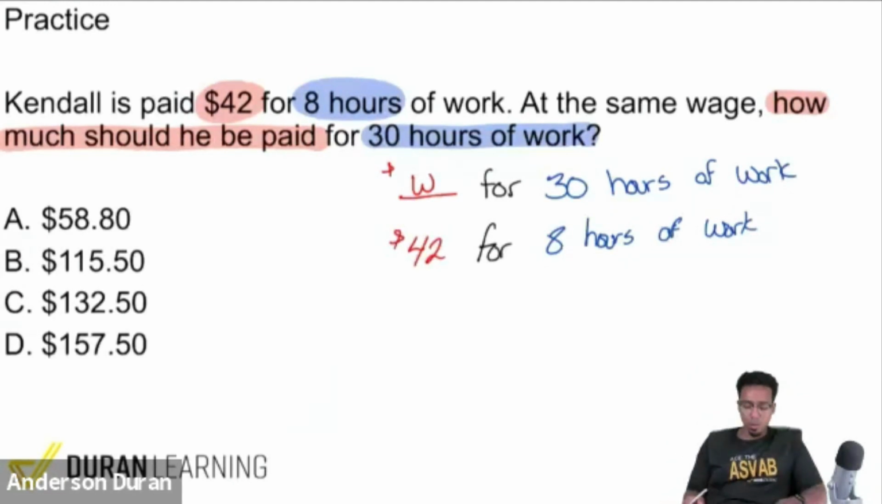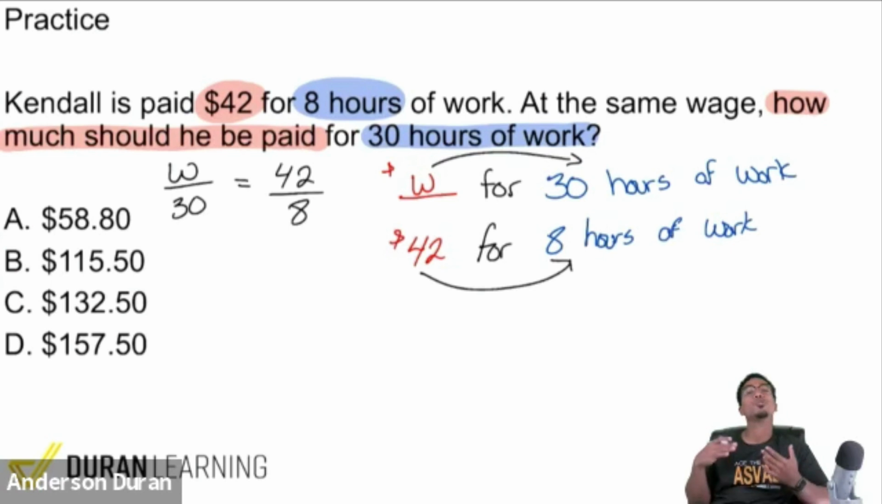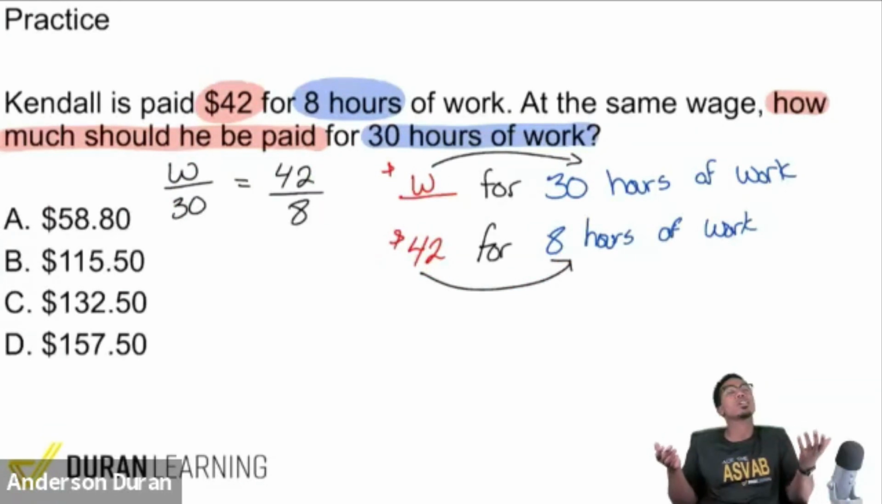So here we are. We got W dollars for 30 hours, $42 for 8 hours. So a setup that you can use, I'm just going to go ahead and compare it like this. W over 30 equals 42 over 8. Again, as long as you're comparing the same things in the same way, you are fine. I'm going from wage to hours, wage to hours.